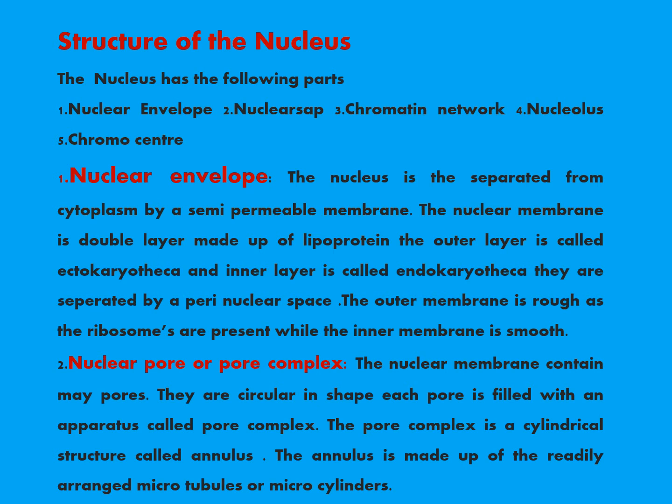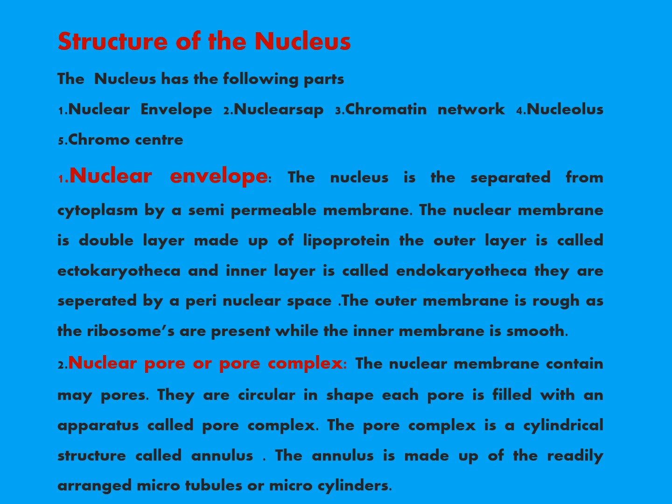The very first that we have to see here is the nuclear envelope. The nucleus is separated from the cytoplasm by a semi-permeable membrane. The nuclear membrane is a double layer and it is made up of lipoproteins. The outer layer is called the ectokaryotheca, while the inner layer is called the endokaryotheca.